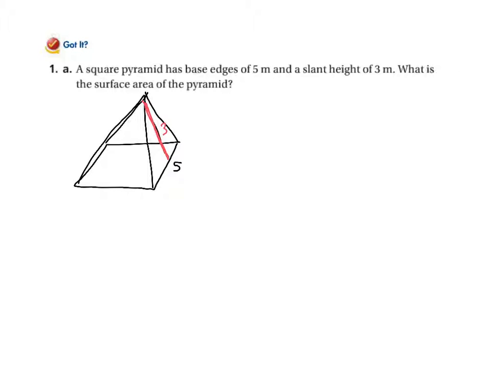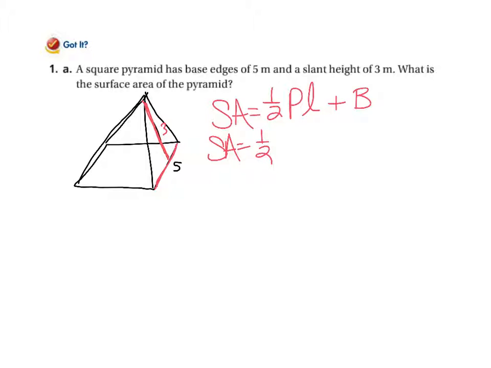Okay. Well, I'm going to have to know the area of the base. The base is a square with all sides 5. Okay, that's not too bad. I think I can do that. All right, so here, I'm just going to jump into surface area then. Surface area equals 1/2 PL plus 1 base. The perimeter of the base. Each side is 5. There's 4 sides. Perimeter would be 20. Slant height, they gave us 3. Plus the area of the base.